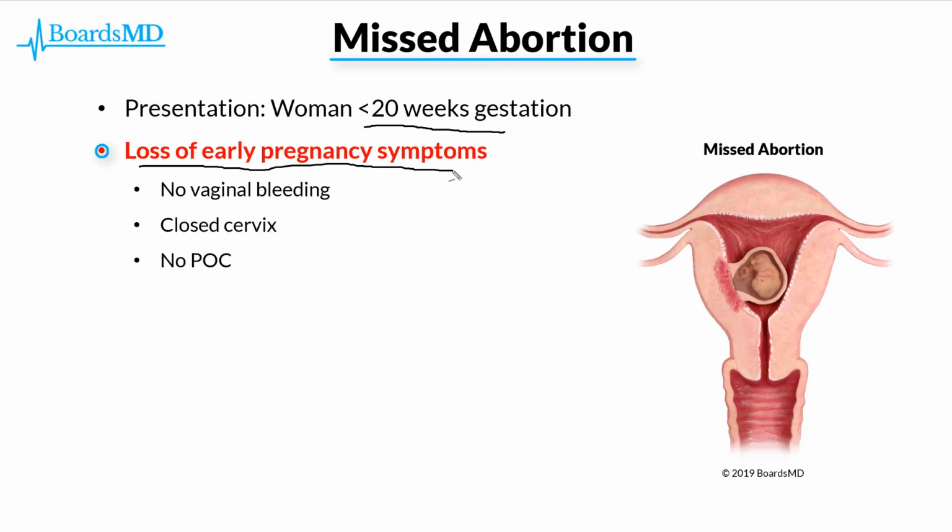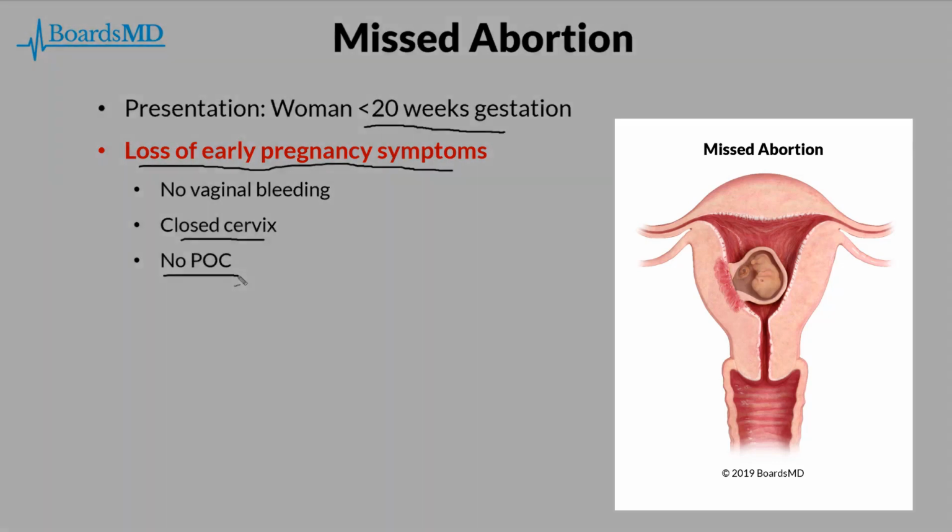One of the classic presentations of a missed abortion is for a patient to initially have nausea or other symptoms of early pregnancy and to lose these symptoms, raising our suspicion that we may have a missed abortion in this patient. For the purposes of examinations, these patients will typically present with no vaginal bleeding, a closed cervix, and no products of conception in the vaginal canal.